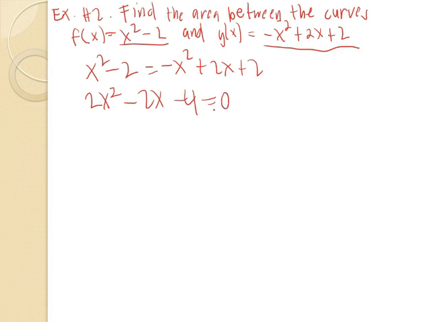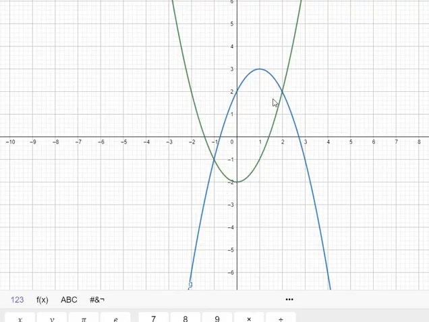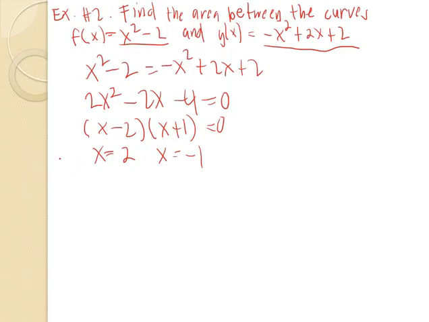And then factoring this out, we will get quantity x minus 2 times quantity x plus 1 is equals to 0. Our values are x is equals to positive 2 and x is equals to negative 1 na evident naman dun sa ating graph kanina. Now we have positive 2 and negative 1. Okay, our second step is to get the area.